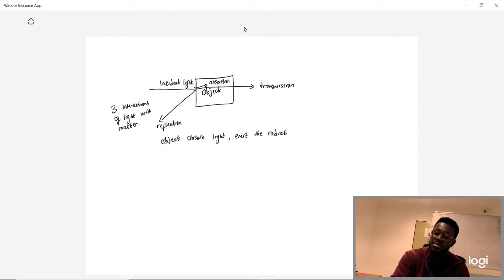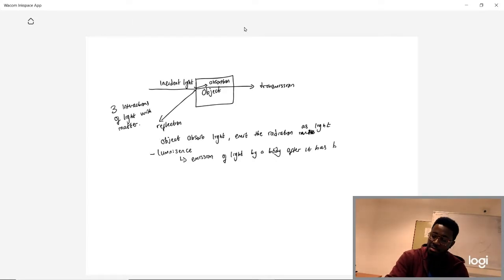What is it called when an object emits radiation as light? It's called luminescence. Luminescence is the emission of light by a body after it has been excited.